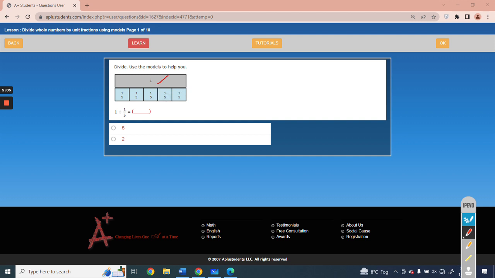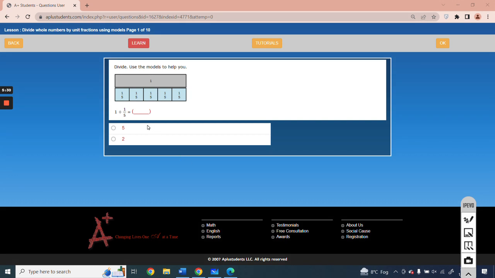That means when you divide 1 by the 1/5th part, you can make 5 portions. So 1 divided by 1/5 equals 5. That works for the unit fraction, which means just 1 over a number. So it would be 5. The correct option is 5. Just select the correct option and click on the OK button.